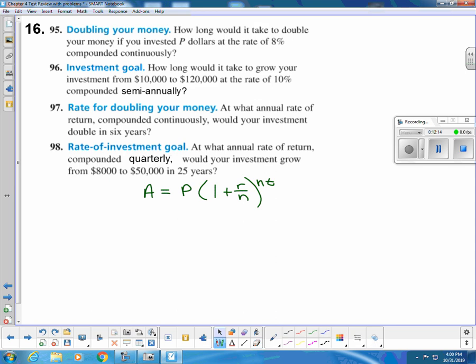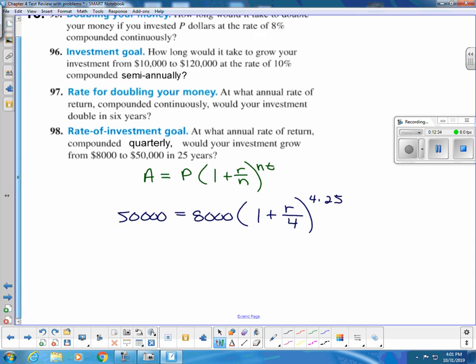So our account is growing to 50,000. Interest rate we don't know, that's what we're looking for, but quarterly means 4, so that n is 4. And 25 years is the t, so 4 times t here is going to be 100. That means how many times it's compounded over the life of the investment. So 50,000 divided by 8,000 gives me 6.25.